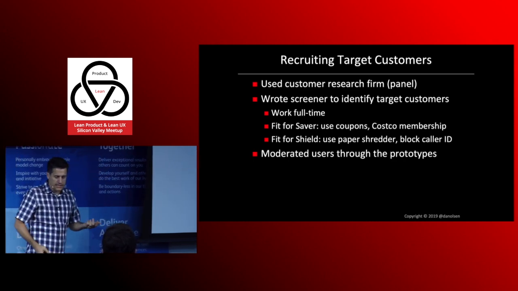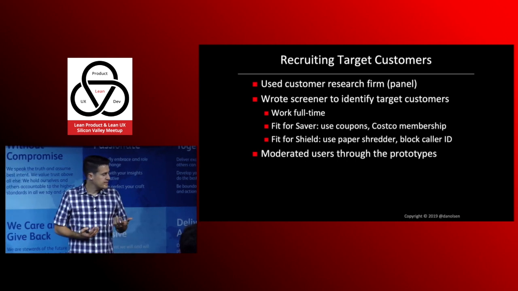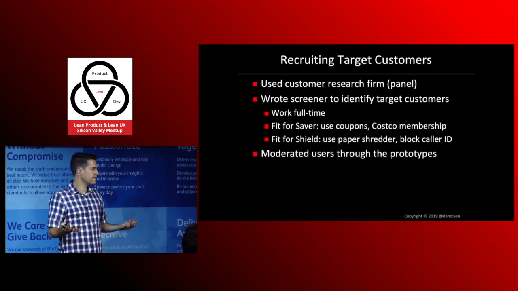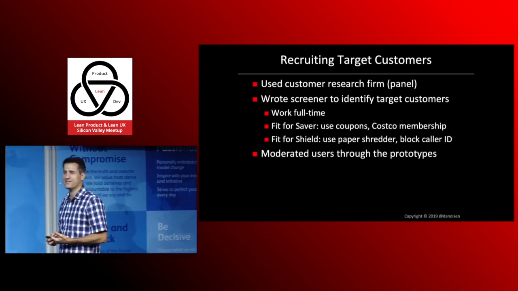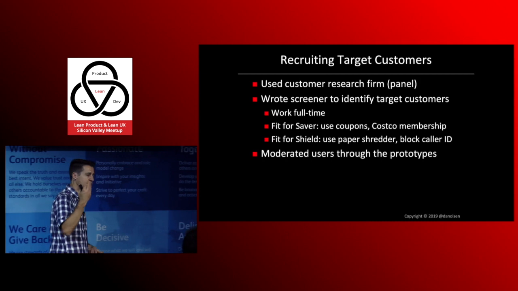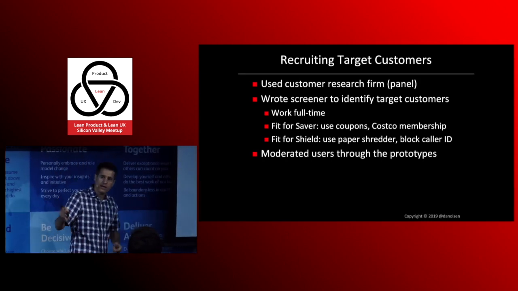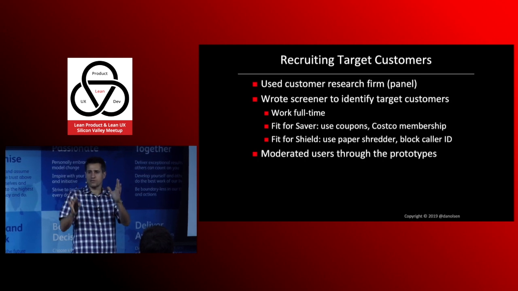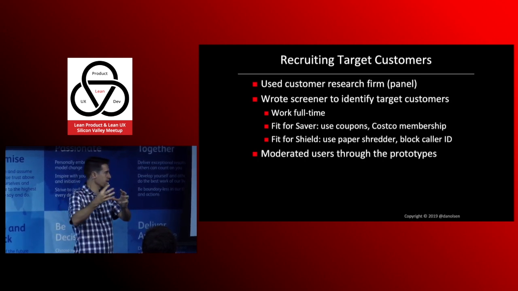One is what I would call a hygiene one, which is, you know, basically a lot of times you get students and retirees overrepresented in research because they have more free time, right? And so we said, all right, let's just make sure these are full-time working adults, not unemployed, not part-time, not retired, not students. There were a couple other general hygiene questions to make sure someone's truly in the market.